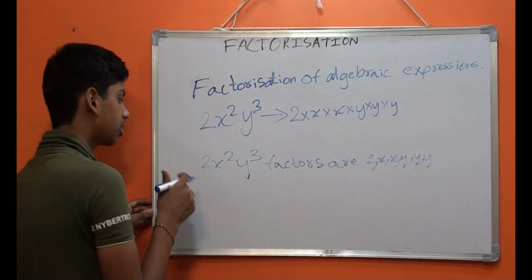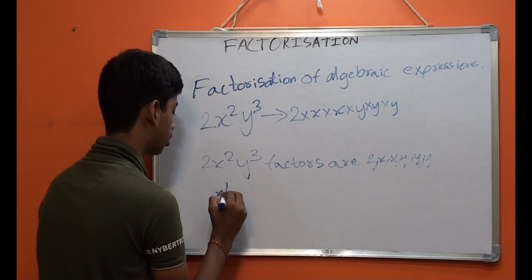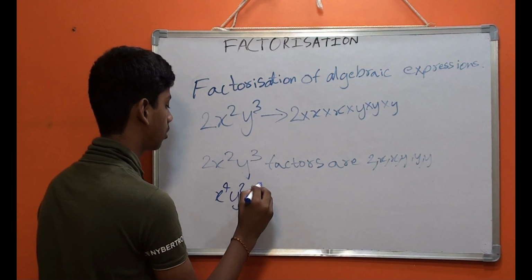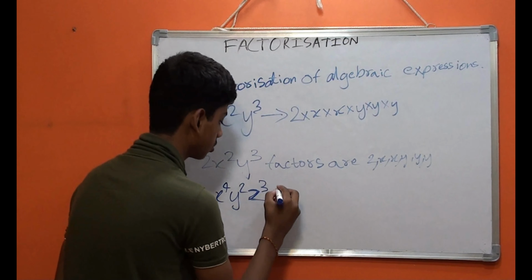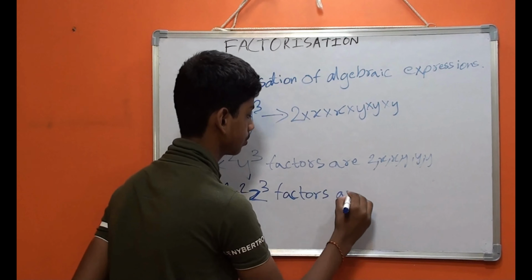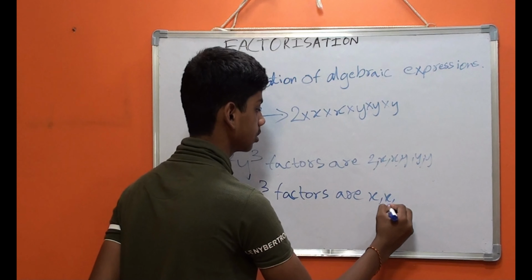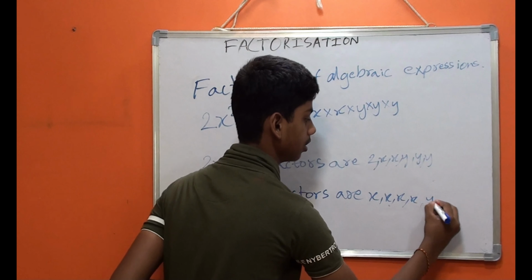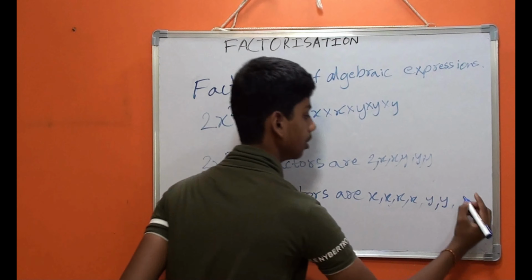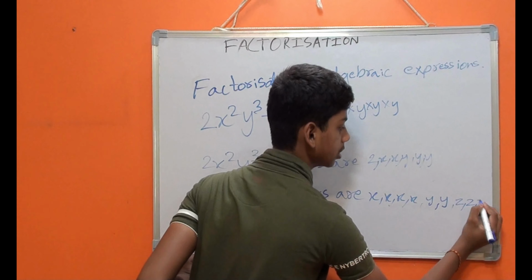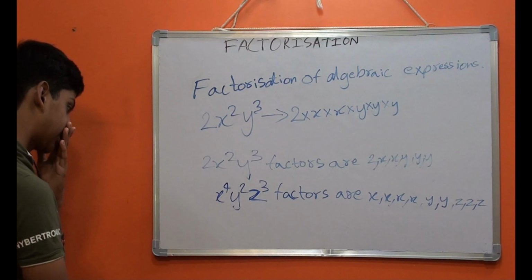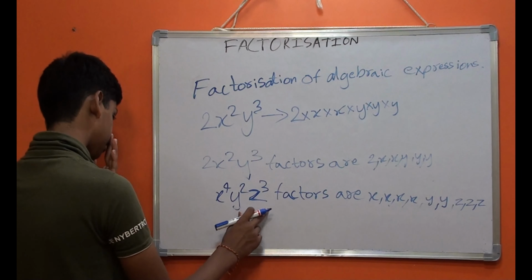Now let's take another one. x to the power of 4, y to the power of 2 and z to the power of 3. So these factors are x, x, x, x and y, y, then z, z, z. So these are the factors of x power 4, y square and z cube.